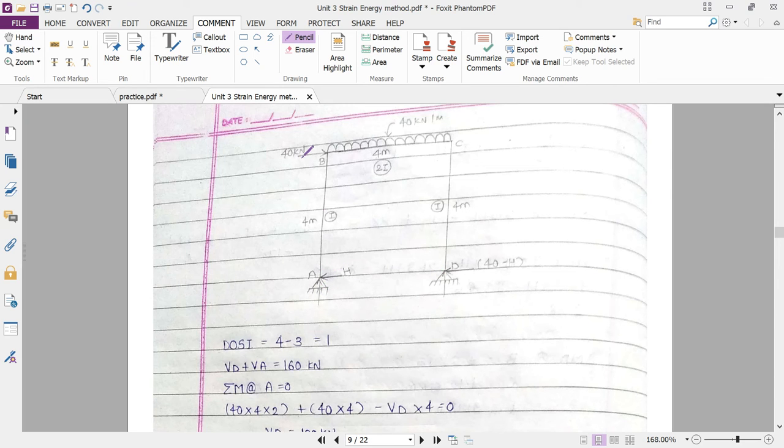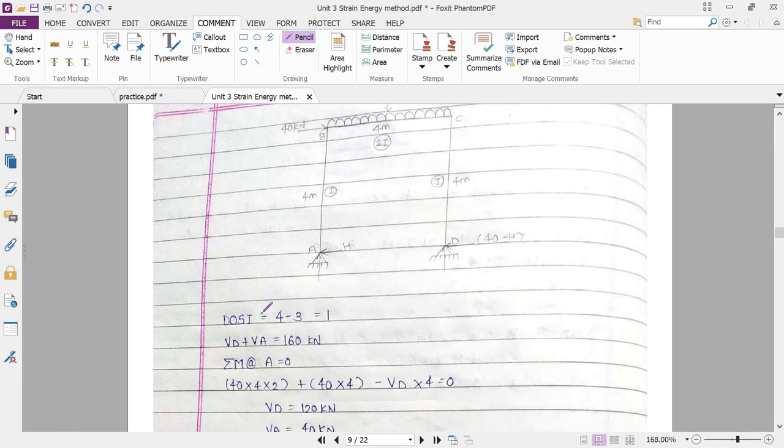So here 40 kilonewton is active. So what are we going to do? Here H will be formed and here 40 minus H will be formed. So the summation of this will be equal to 40 acting on the left-hand side, and here 40 is acting on the rightward side. The summation of these two forces must be equal to 0.